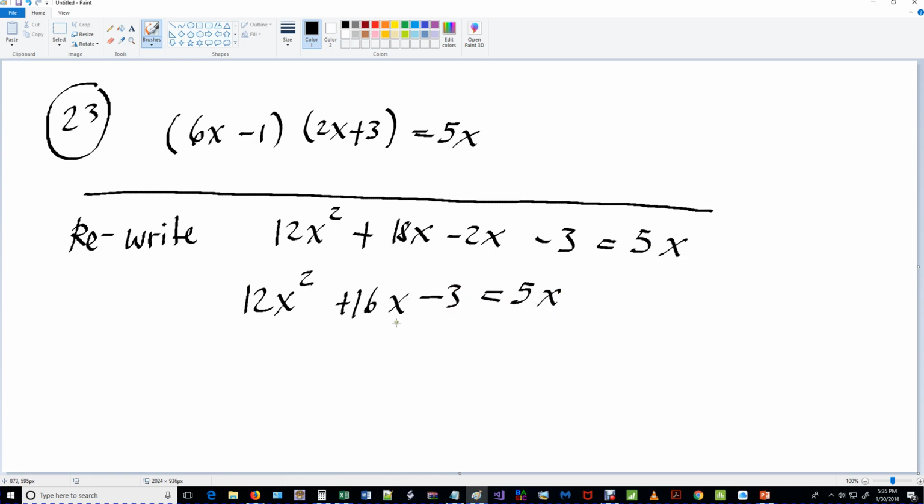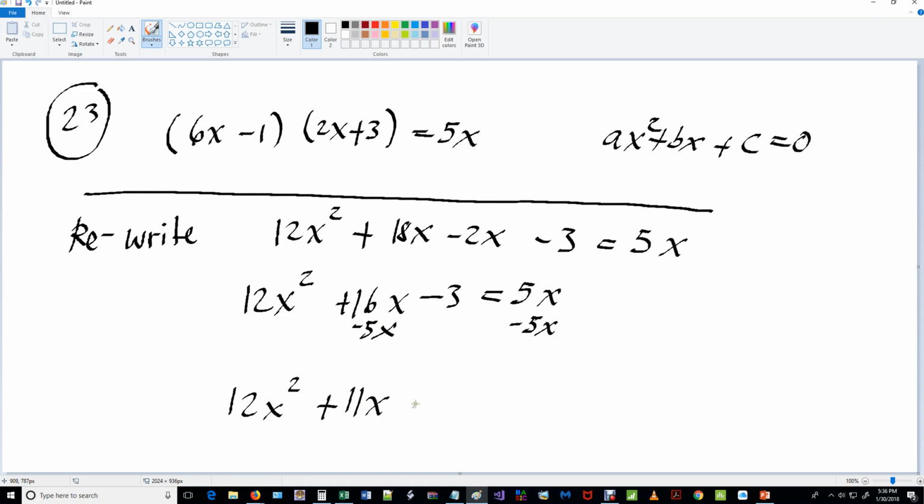Now this is not the standard form, because the standard form looks like this: ax squared plus bx plus c equals 0. So it has to be the x squared first, the x's next, the constant, and then equals 0. So this 5x is definitely in the wrong place, right? Somehow you need to get rid of it, and we're going to get rid of it by subtracting 5x and subtracting 5x. So you do 12x squared, 16 minus 5 is 11x, and then minus 3.